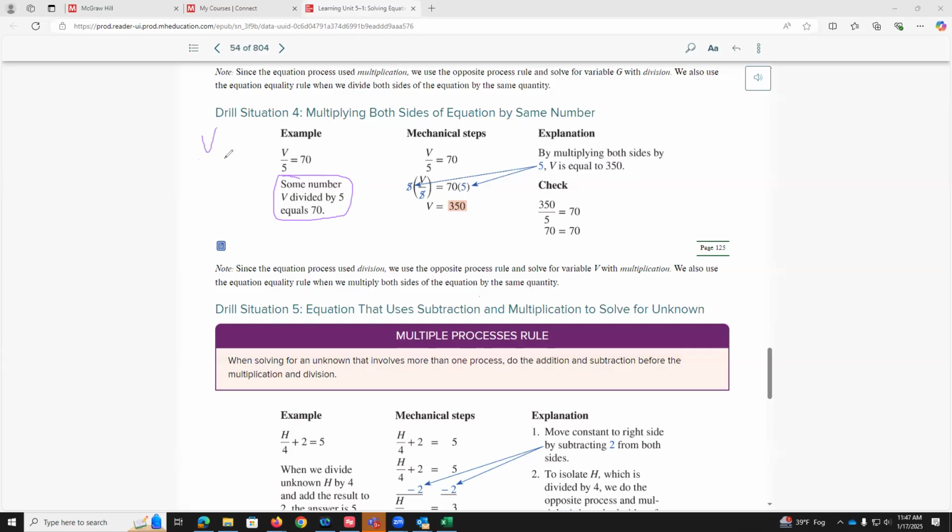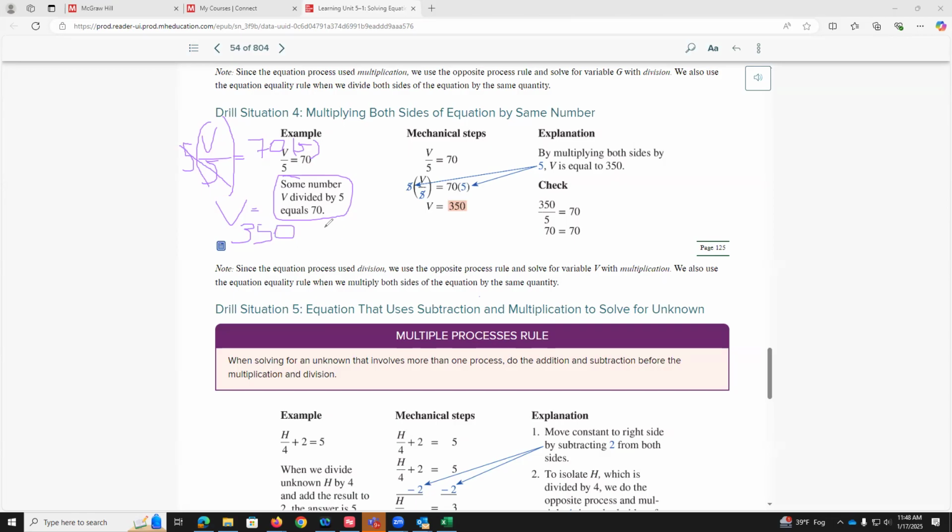So I'm going to rewrite this so I have a little bit more room. Okay, and I'm going to put little parentheses around here because I'm going to multiply. And on this side, I'll do the same thing. Okay, so your 5 here and your 5 underneath your fraction are going to cancel out. So that's going to give you V on the left side. So we've got our letter by itself. And then 70 times 5, you may have to put that in your calculator, you may not. But that's going to give us 350.